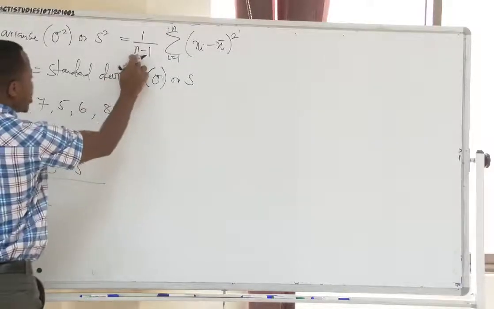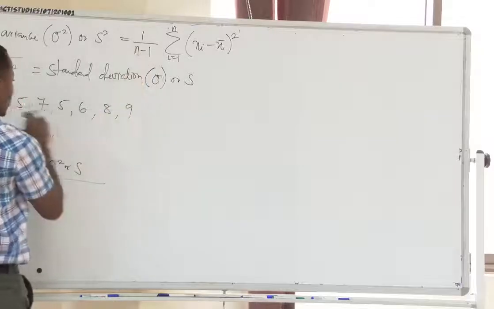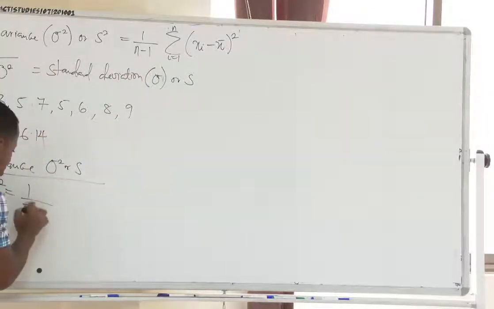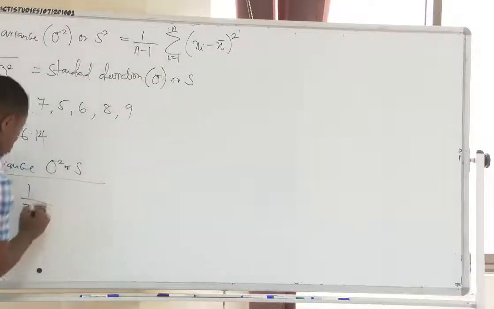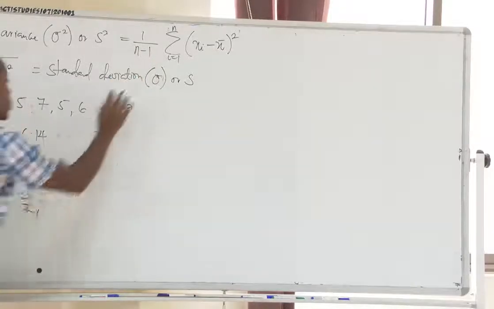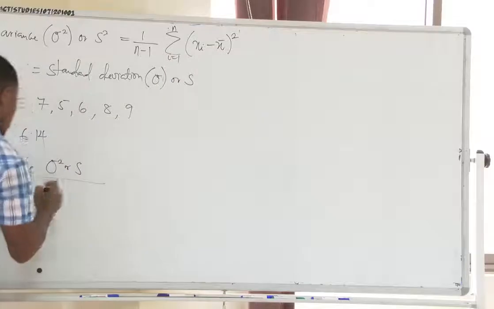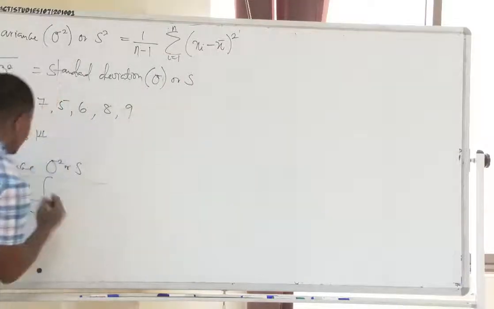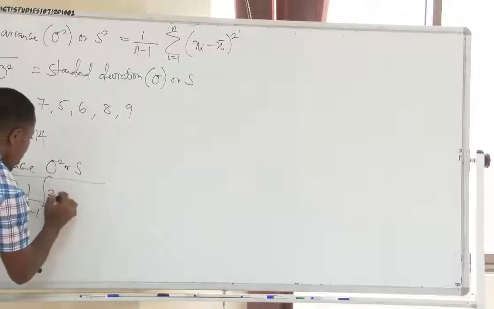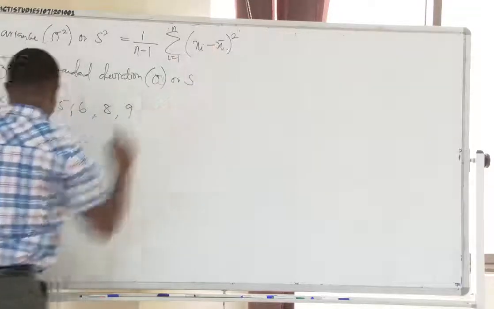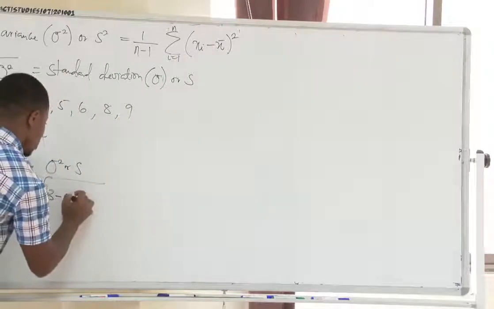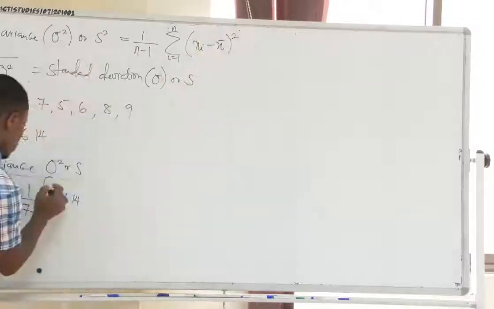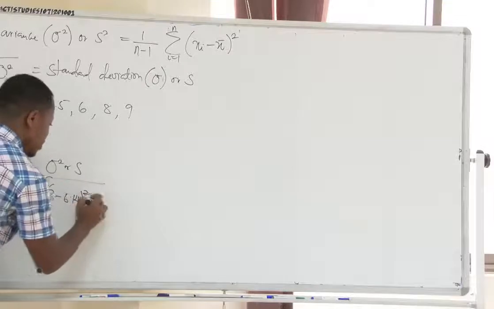This will be equal to 1 over n minus 1. And remember, our n happens to be 7, that is the total number of observations that we have. So this is going to be 7 minus 1. Then we are just going to sum everything that we have in here. So let's write it as the first observation, that is 3, minus the mean, which we have as 6.14, all squared.